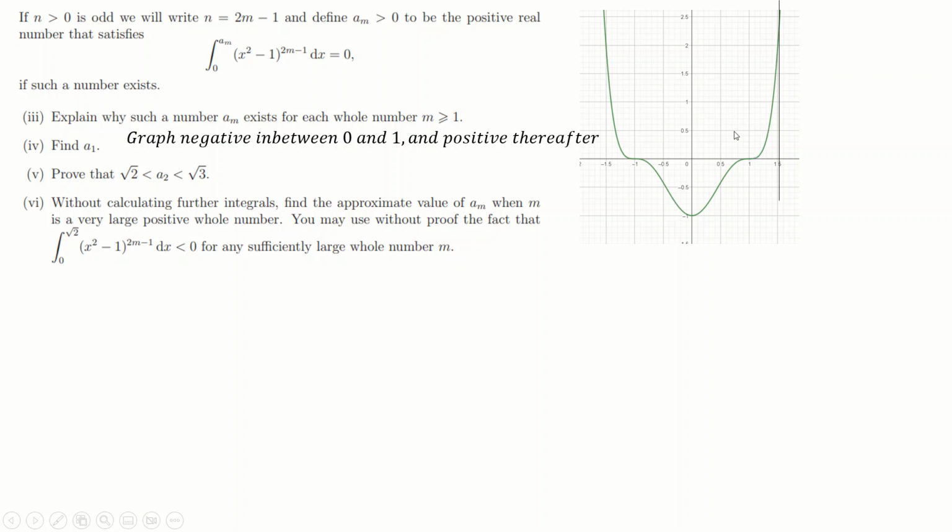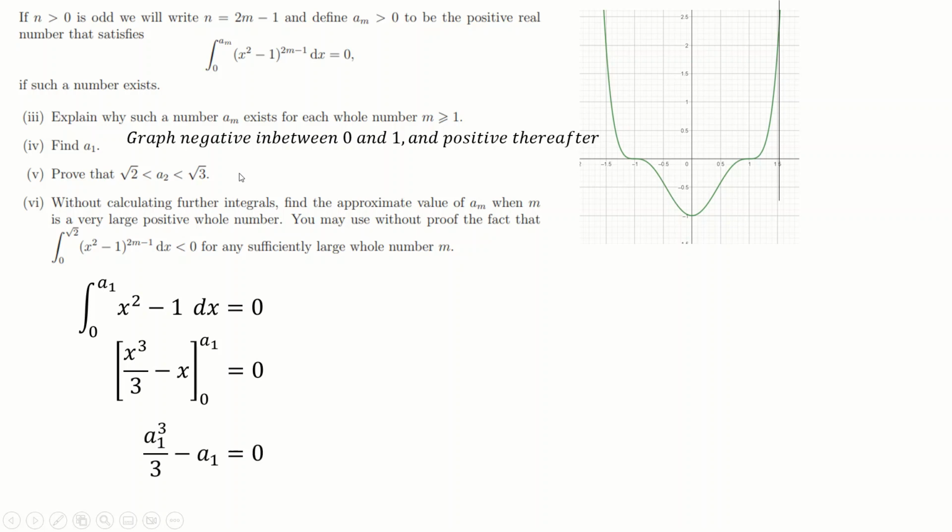It's still going to shoot up like this. So you're definitely going to have this cancelling happen. Good. Find a1. Now a1 is when m is 1, so that's 2 times 1 is 2 minus 1 is 1. So we're just going to integrate this thing to the power 1 between a1 and 0 and hope for that to be 0. So this is not going to be too hard to do. Very mechanical. We just shove them in.